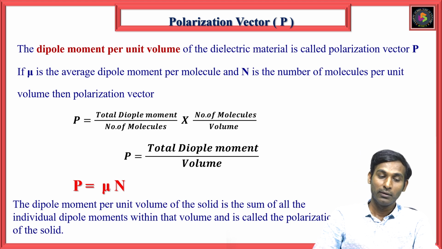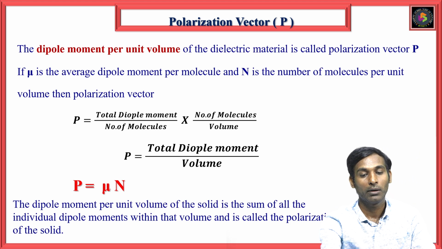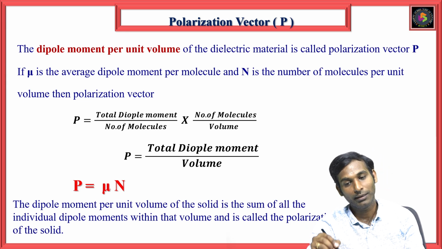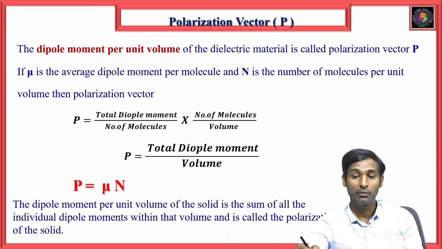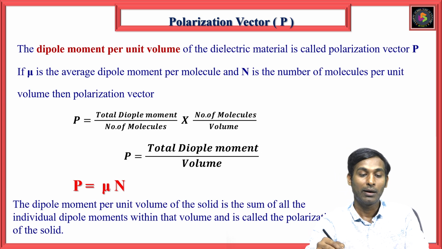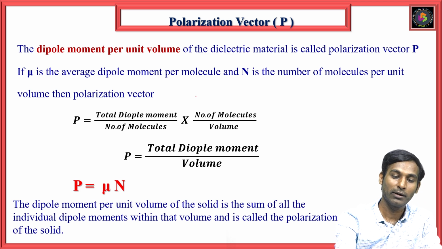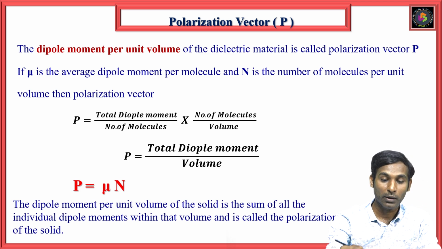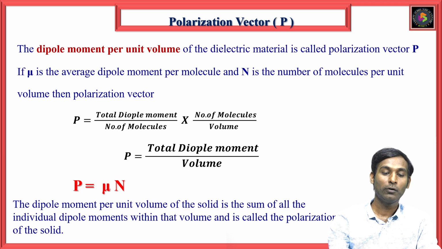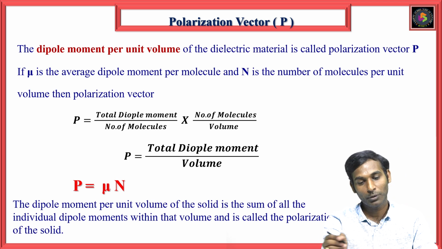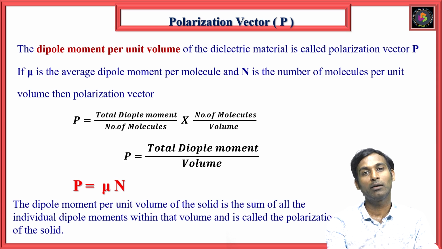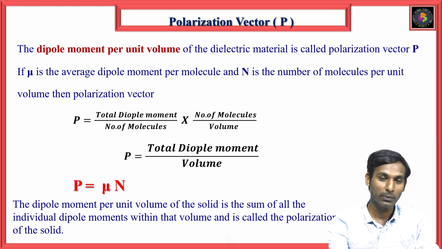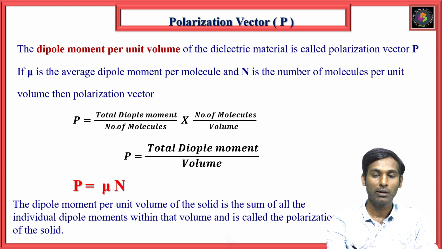We are taking here mu as the average dipole moment per molecule and capital N as the number of molecules per unit volume. Then the polarization vector is equal to the total dipole moment divided by the number of molecules, into the number of molecules divided by volume. Therefore, polarization is equal to the total dipole moment divided by the volume. In mathematical notation, we can write P is equal to mu into N. Mu is the induced dipole moment, N is the total number of molecules per unit volume of the material.